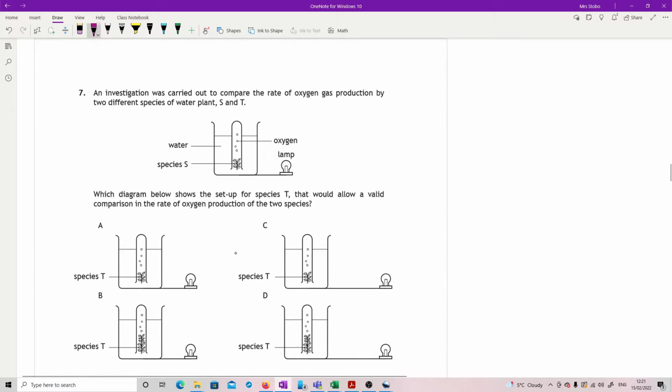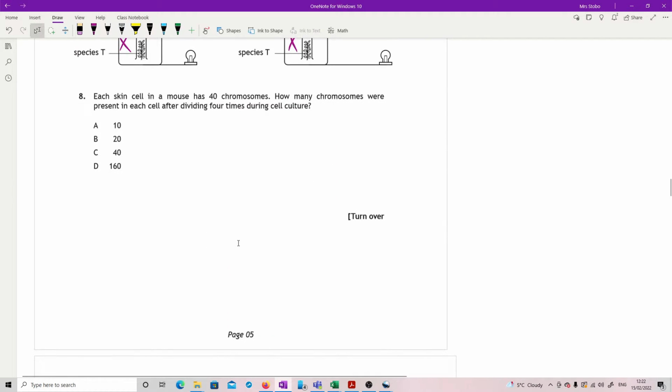Question 7. An investigation was carried out to compare the rate of oxygen gas production by 2 different species of water plant, S and T. Which diagram below shows the setup for species T that would allow a valid comparison in the rate of oxygen production of the 2 species? So basically I need to keep everything the same and just change the species. Okay, so let's look at this size-wise, because that's quite obvious here. This is wrong and this is wrong because this is a different size than species S. And then the other thing is how far away the lamp is. Okay, this one is the same distance and this is decidedly further, so the only valid comparison would be A.